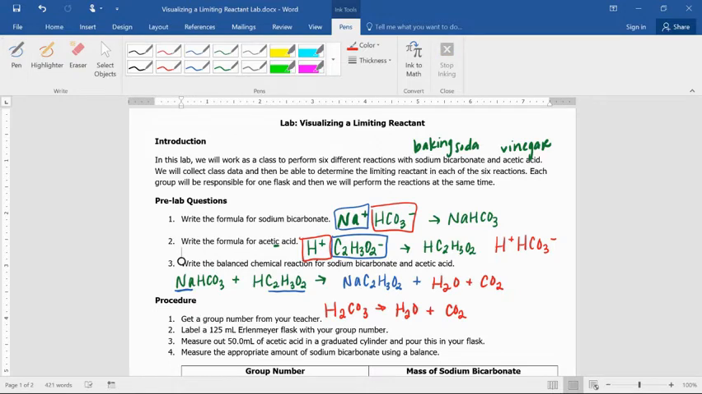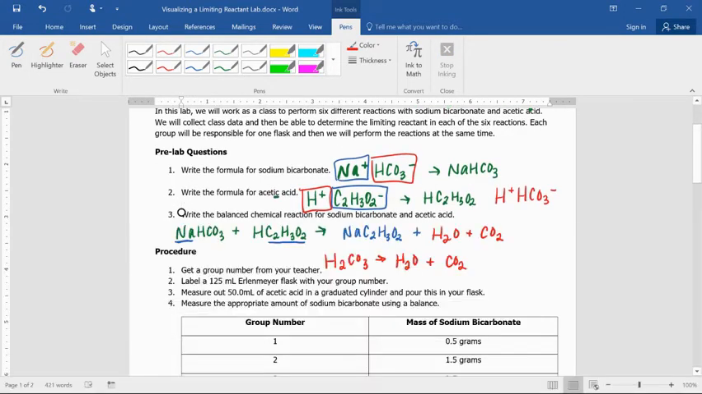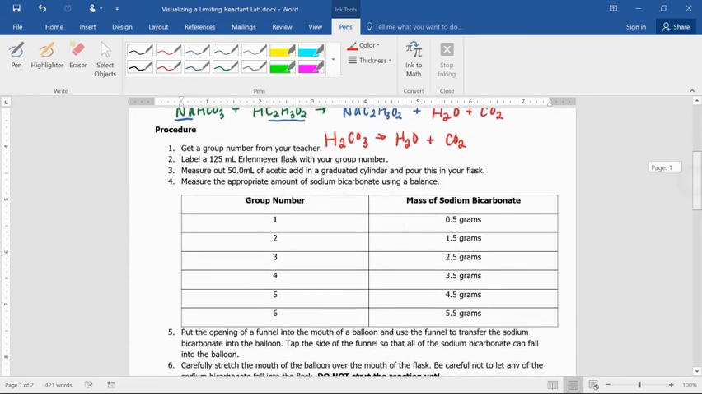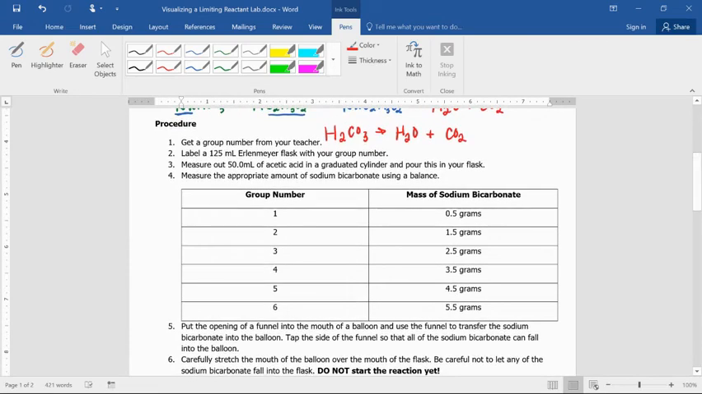Now, what you're going to do is you're going to divide up into 6 groups, and you're going to get an Erlenmeyer flask, which is already out on the table. And no matter which group you're in, you're going to use 50 milliliters of vinegar. Depending on what group number it is, you're going to measure out a different amount of sodium bicarbonate, and you're going to put the sodium bicarbonate into the balloon using the funnel.